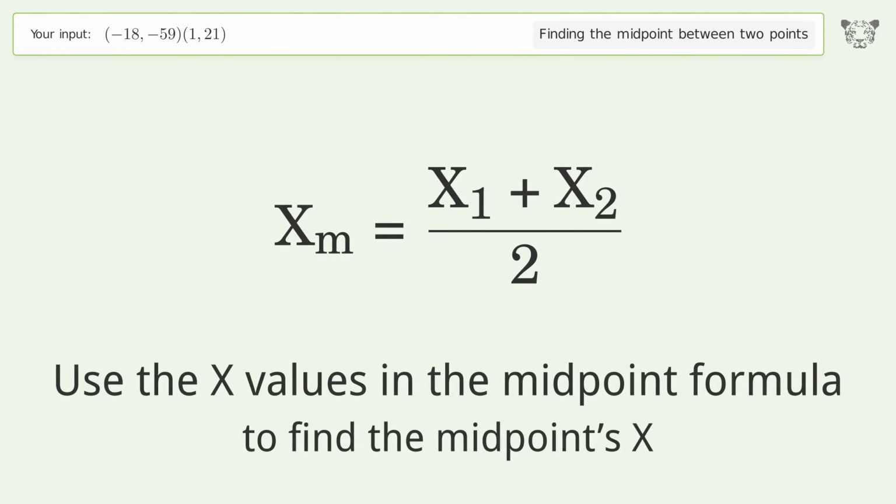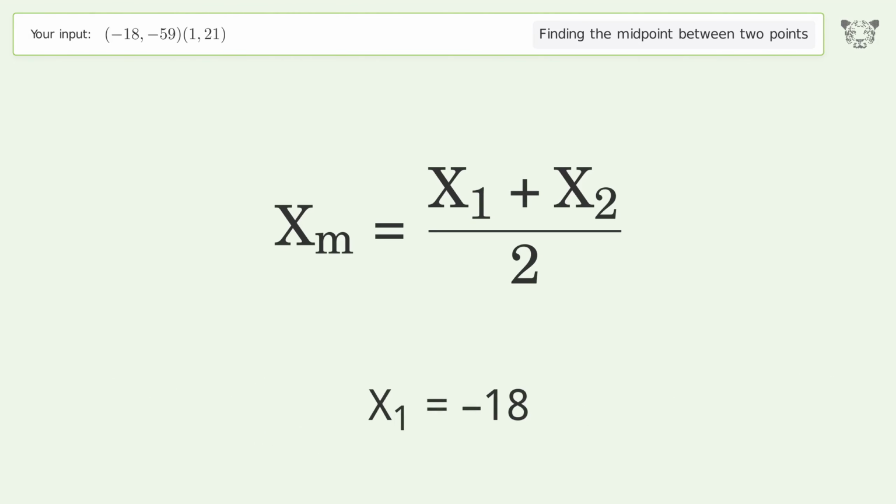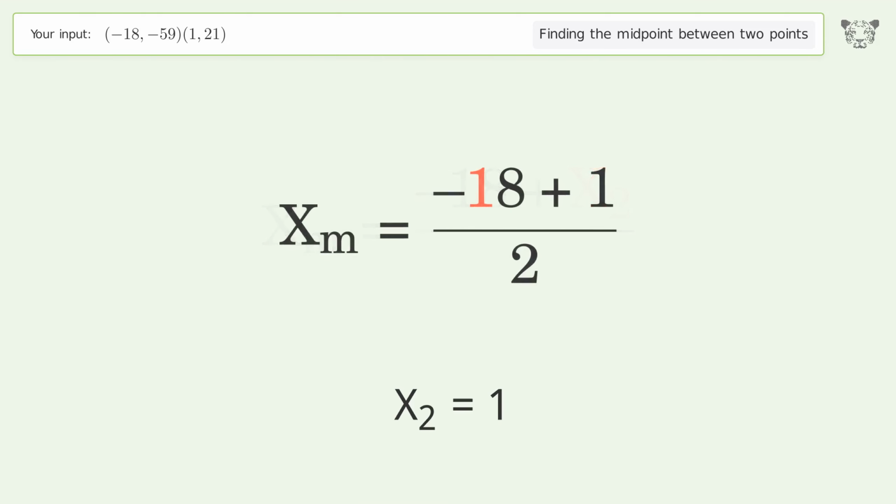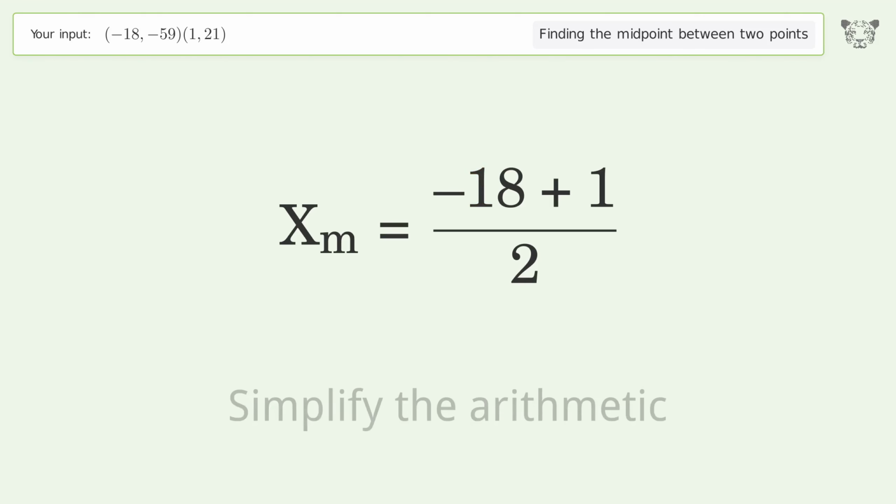Use the x values in the midpoint formula to find the midpoint's x. x1 equals -18. x2 equals 1. Simplify the arithmetic.